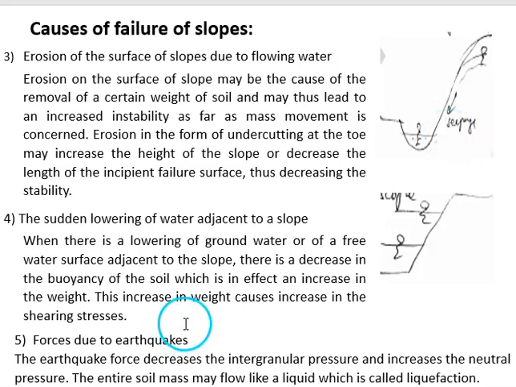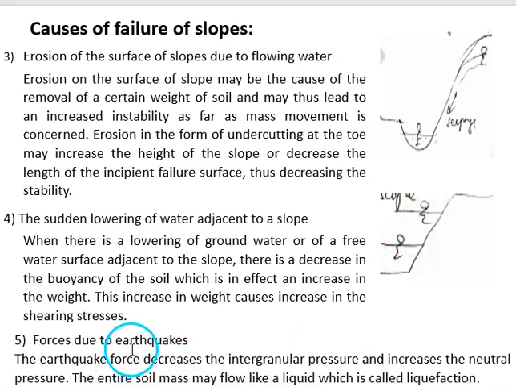The fourth one is the sudden lowering of water adjacent to a slope. When there is a lowering of groundwater or free water adjacent to the slope, there is a decrease in the buoyancy of the soil, which is in effect an increase in the weight. This increase in weight causes an increase in the shearing stresses.